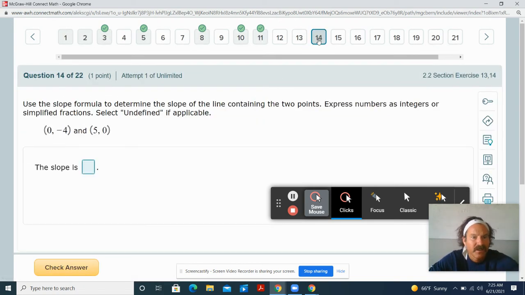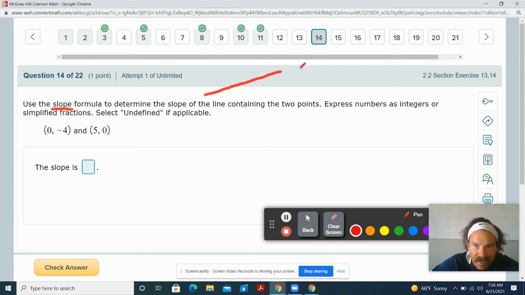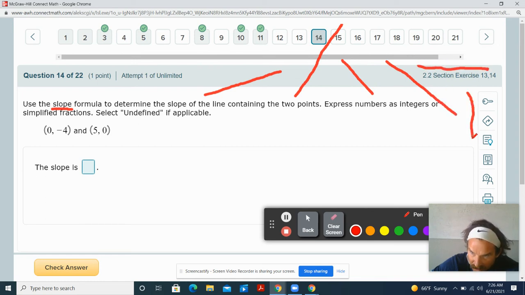Question 14 asks you to use something called the slope formula. Let's first talk about the word slope. The word slope is basically the slant of a line. A line can slant this way, a line can slant this way, a line can slant this way, a line could be flat, a line could be vertical.